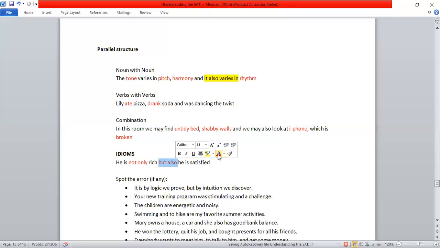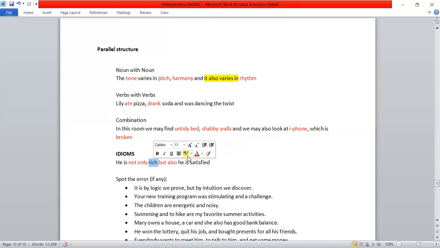Yeah. "Not only" will always require "but also." People who use "not only something but something else" are incorrect. You have to use "but also." Okay. Now let's see how idioms are used with parallel structure. So if you see an idiom, you have to make sure that whatever comes after the idiom is parallel.